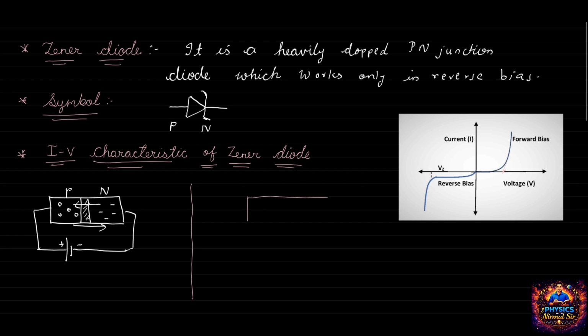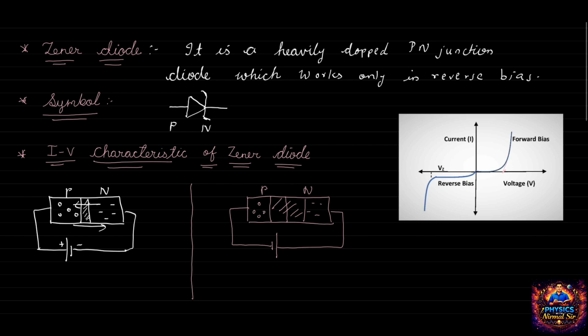In reverse bias, here we have P and here we have N. As you know, in a reverse bias direction, there is a large production of depletion layer. Reverse bias means P is connected with the negative terminal and N is connected with the positive terminal. Correct. So here we have electrons and here we have holes.